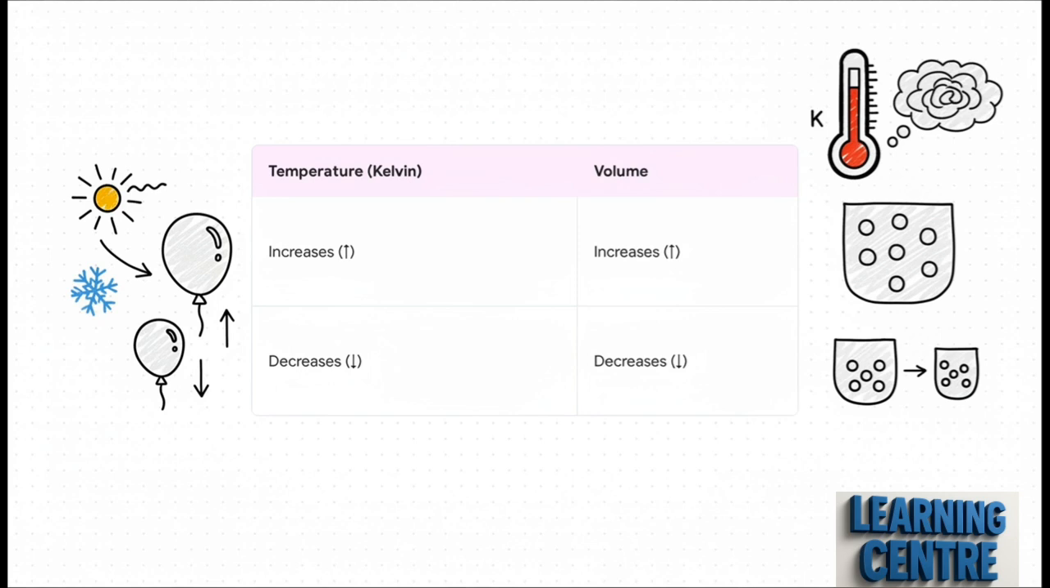The perfect example is a hot air balloon, right? You heat the air inside, it expands, gets less dense than the air outside, and whoosh, up it goes. Just one little catch here for the math. You've got to use Kelvin for your temperature, not Celsius or Fahrenheit.